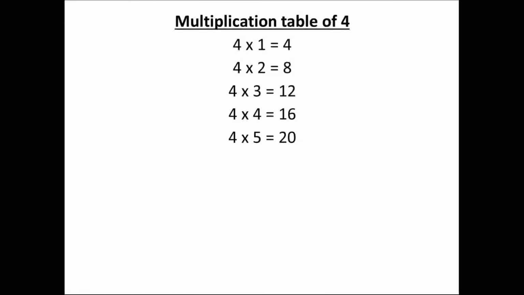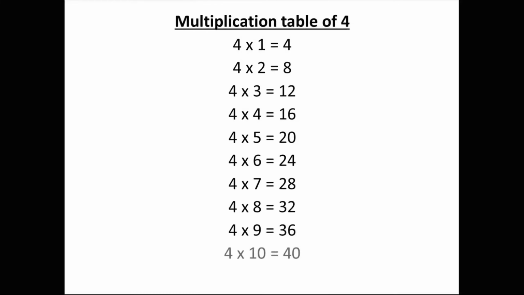Multiplication table of 4. 4 ones are 4. 4 twos are 8. 4 threes are 12. 4 fours are 16. 4 fives are 20. 4 sixes are 24. 4 sevens are 28. 4 eights are 32. 4 nines are 36. 4 tens are 40.